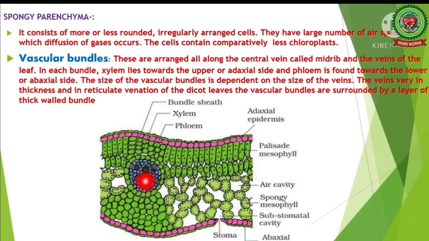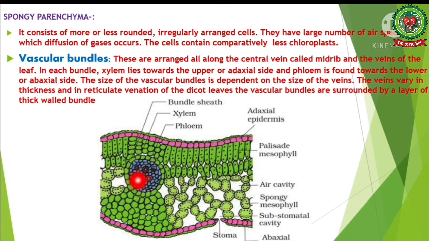Sometimes it may consist of one tracheid. Phloem consists of narrow sieve tubes, companion cells and phloem parenchyma. Phloem may be absent in ultimate branches. Each vascular bundle is surrounded by a single layer of parenchymatous cells. This layer is called the bundle sheath.